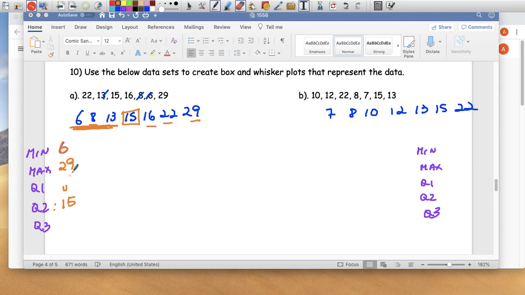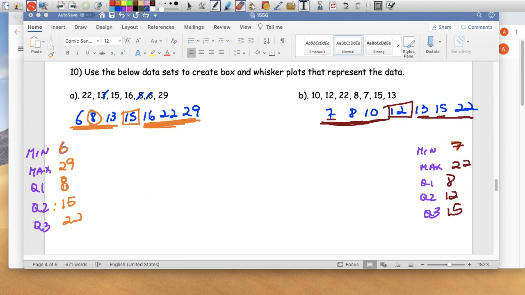So Q1, the median is 8, right? This number right here, the median of the bottom half. And what's the median of the upper half? Which is between these three numbers. That's 22, and that's Q3. So on this side, let me change colors. The min is 7. The max is 22. What's the median? Number in the middle. That's a 12. The middle number of the bottom half, 8. And the middle number of the top half, 15.